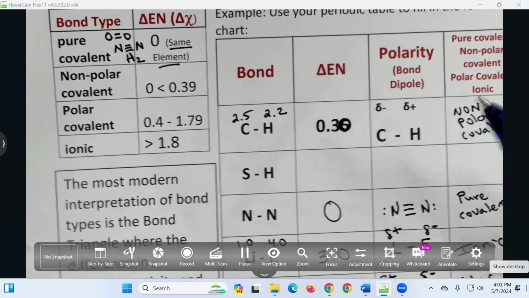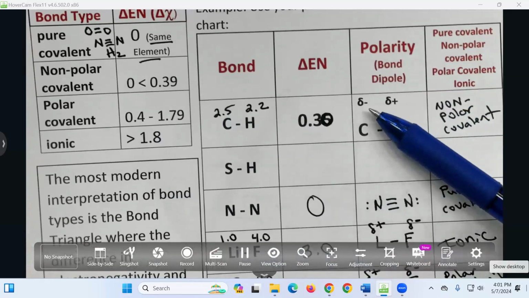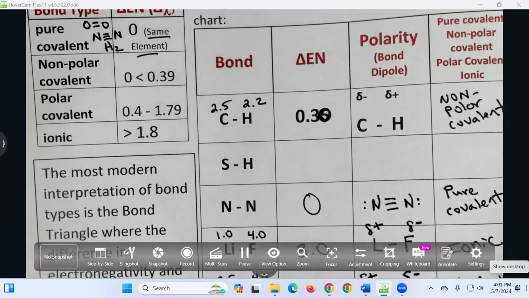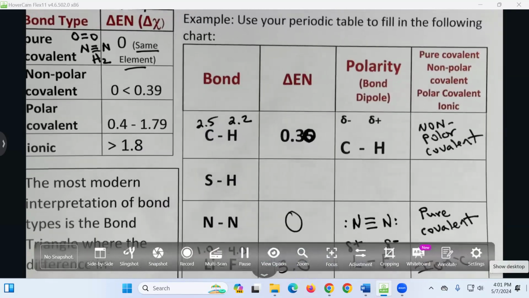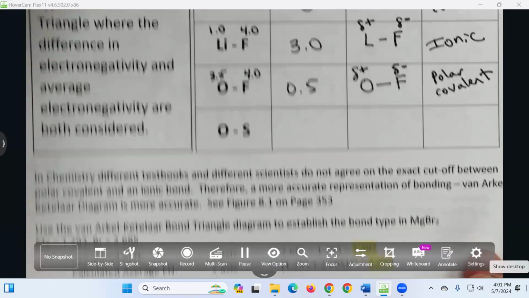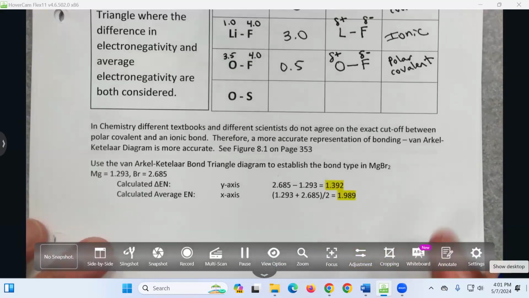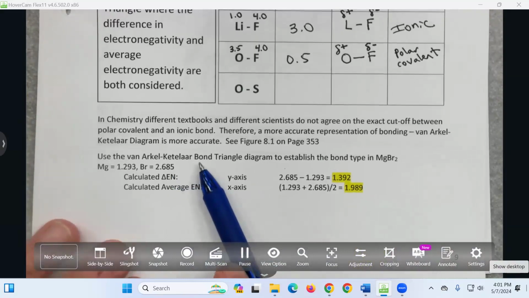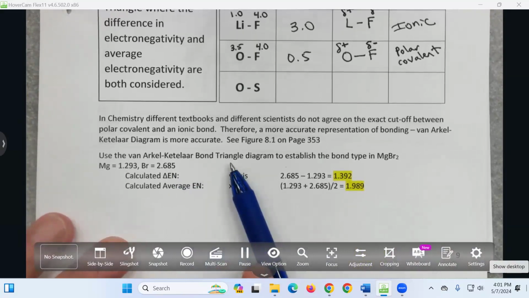And then we know that the atom with the highest electronegativity has the bond dipole that's negative. We put a negative there, and positive for the one that is less electronegative. The more accurate way to do it is in our textbook, and that's called a Van Arkel bond triangle.